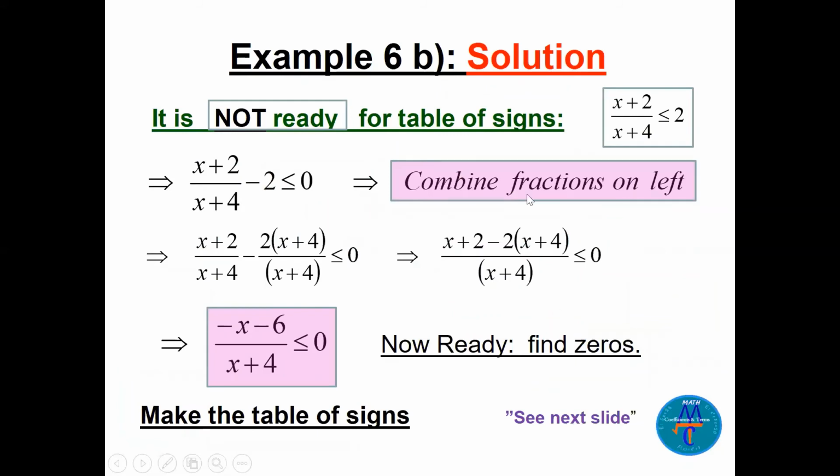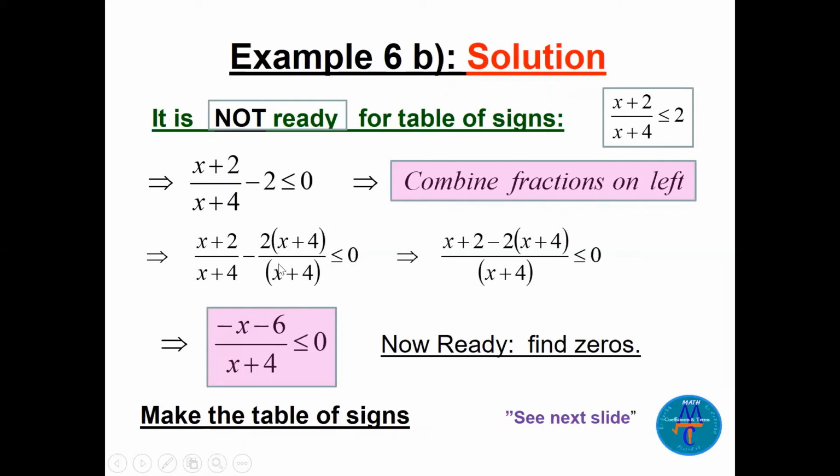Now let's go. This is not ready. So I take 2 on the other side. You see, we have to do that. That's the only way. Combine fractions on the left. This one, you have to add them here. Even though there is an LCD here, I said do not multiply.